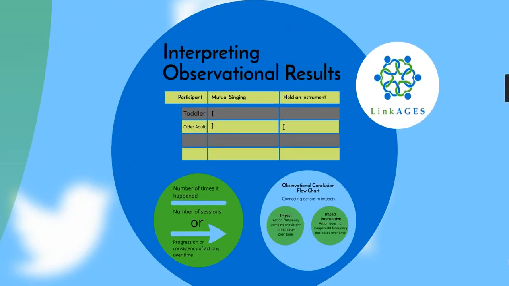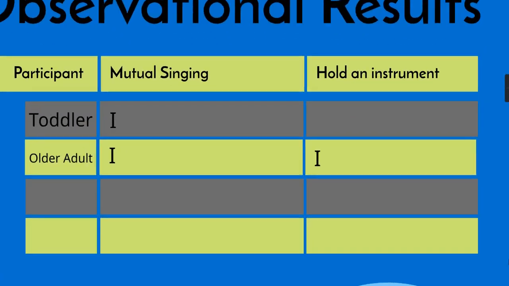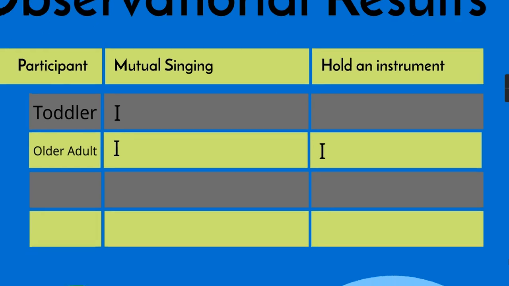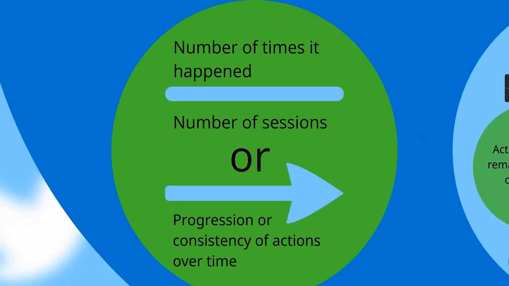In video 2, we introduced a method to track observational data via a table. This table listed all of the data points. For example, with observational data sheets, count how many times your action items happened for each separate participant group, and divide that number by the number of total sessions that each action item could have happened. This will provide a percentage.